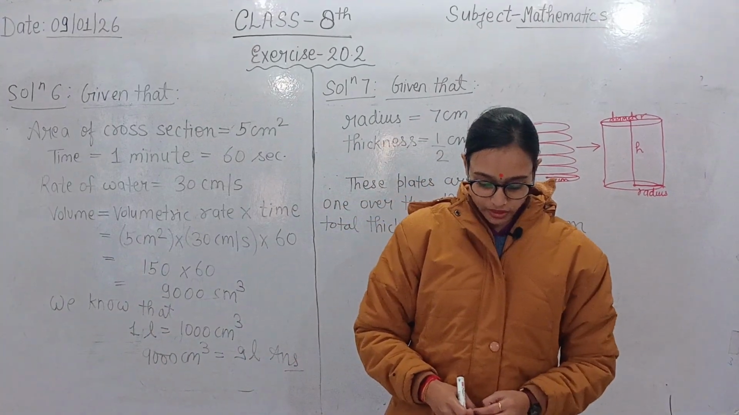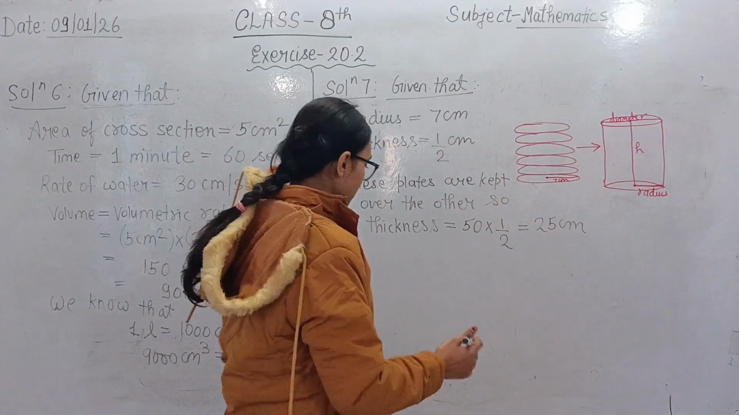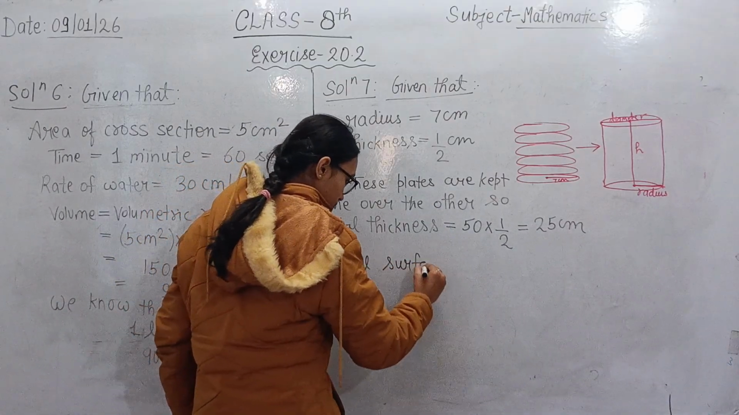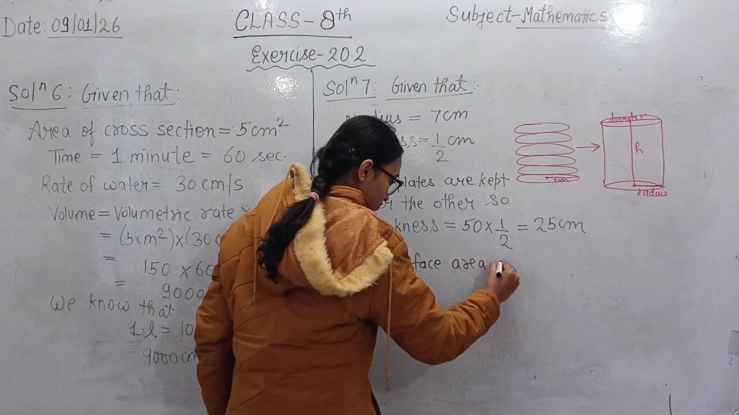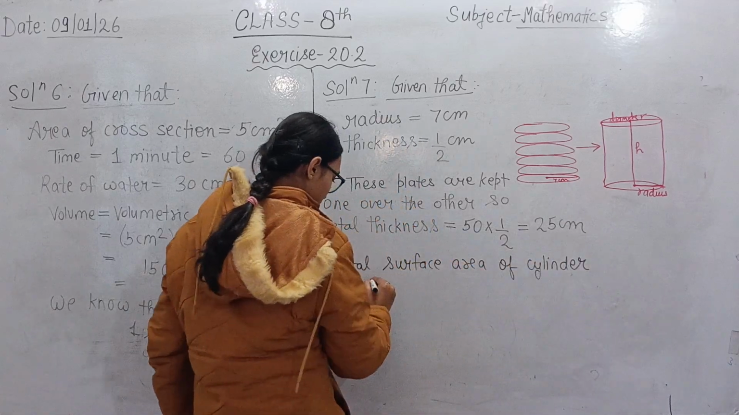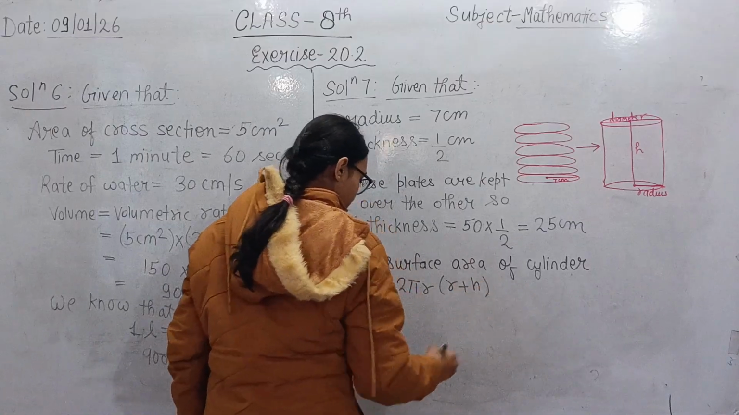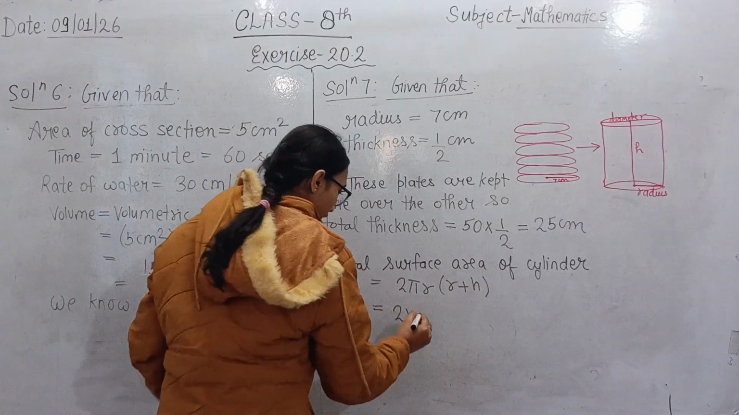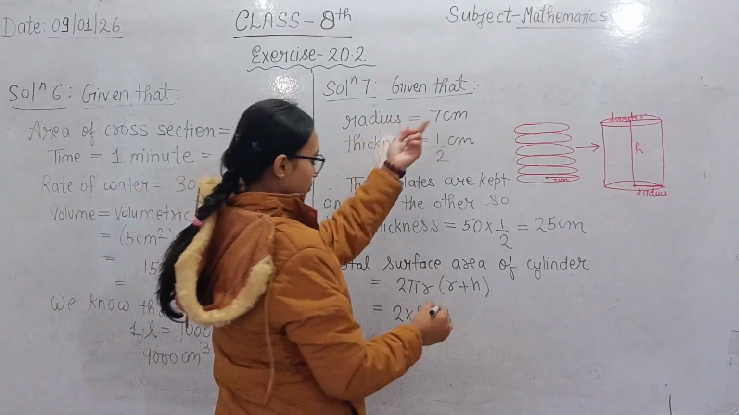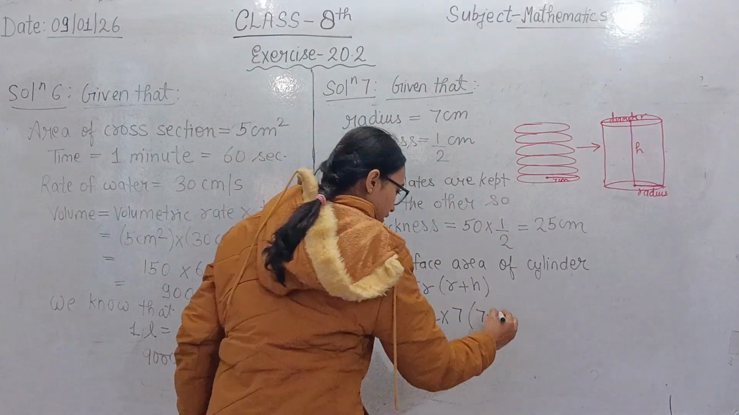Now we have to calculate total surface area and the volume of the cylinder, so we will calculate it one by one. Total surface area of cylinder is given by 2 pi r in bracket r plus h. 2, value of pi is 22 upon 7. R means radius, and radius we are given 7. 7 plus height we have calculated 25 centimeter.